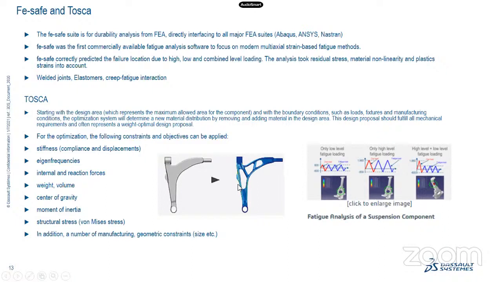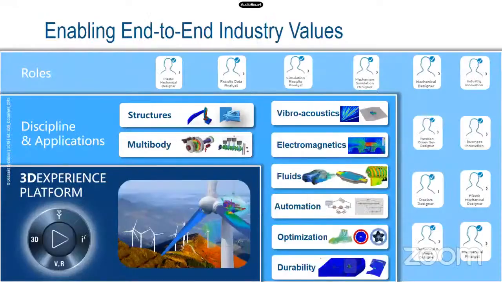It will optimize the structure and also consider whether it can be manufactured. So that aspect is also built into the Tosca software.